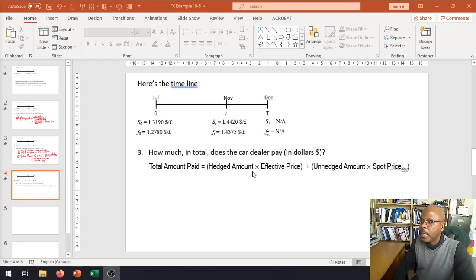It is the hedged amount, that is the amount of the 700,000 pounds sterling that you've hedged with the futures contracts, times the effective price you pay based on the hedge, which we just calculated, plus the unhedged amount, that is the residual. You didn't hedge all of the 700,000, so we'll have to figure out how much is unhedged. But that amount, you're going to end up paying for those pounds at the going spot price. So let's calculate what all this works out to be.